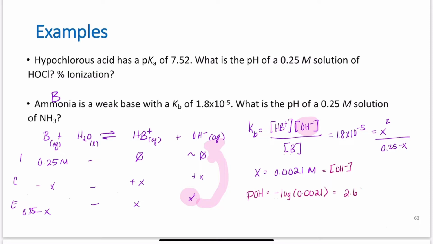This gives me 2.68. The other key that this should remind you guys that you are not at pH yet is that you should remember that basic pHs are above 7. This is very low, which means this represents my pOH. To find pH, I know pH plus pOH equals 14. So I'm going to take 14 minus my pOH, or 14 minus 2.68, gives me 11.32. So the pH of the solution, 11.32.